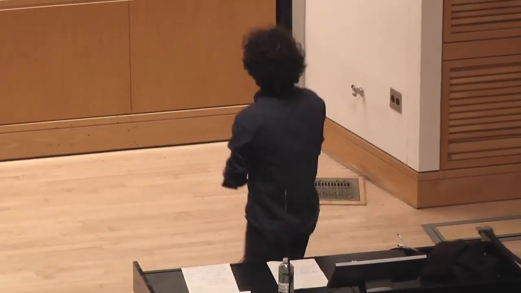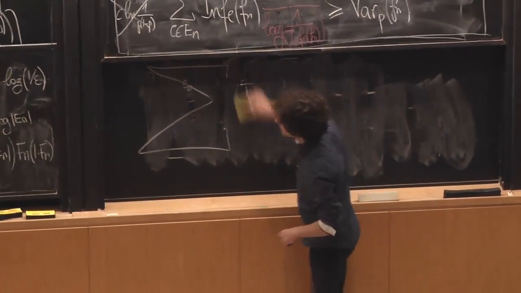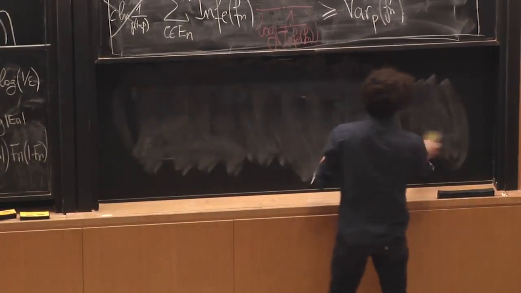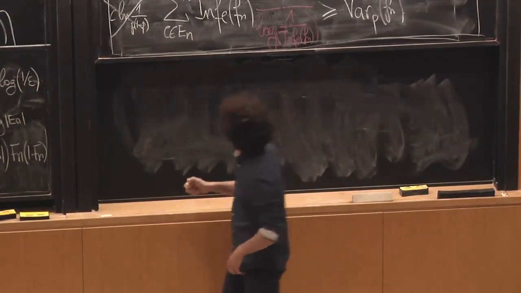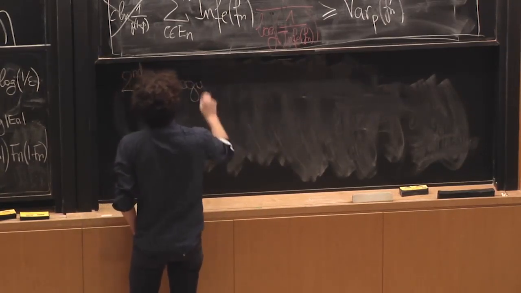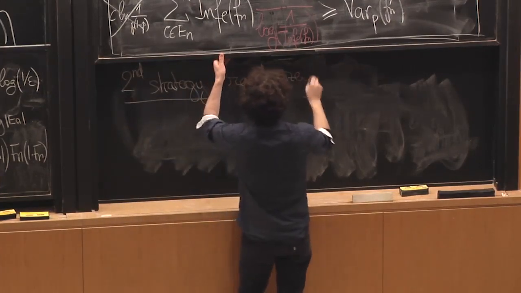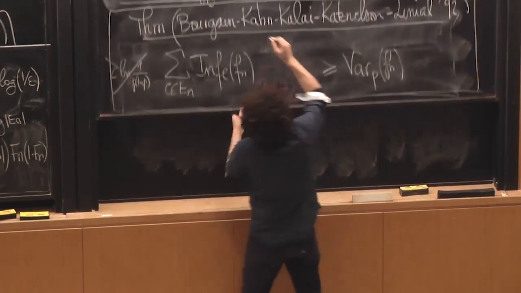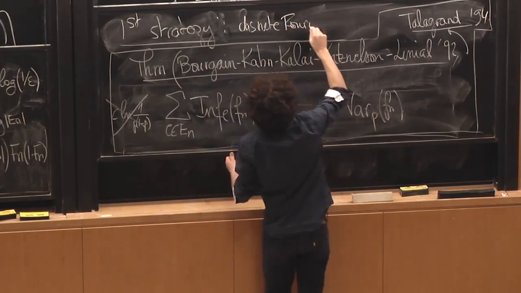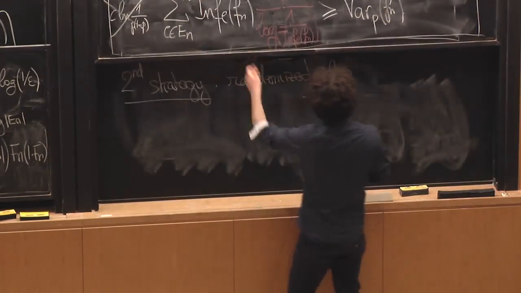Let's look at the second strategy. Gadi, you will forgive me. The second strategy is more recent. Actually, it was not really used for that at the beginning, or not used at all for that. It's based on what we call randomized algorithms. The first one is coming from discrete Fourier analysis. Here it's really going to come from randomized algorithms.